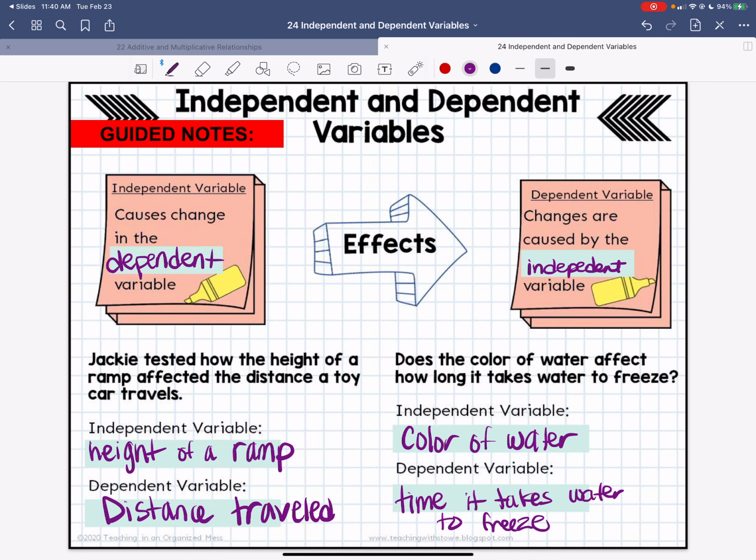So this is kind of what it looks like. So again, independent variable is going to cause something to happen, and the dependent variable is the effect of what happens.